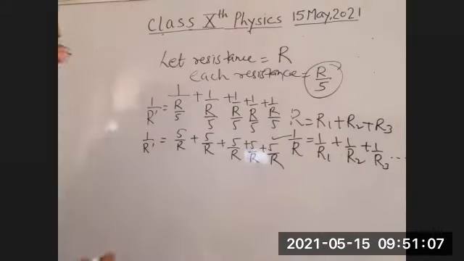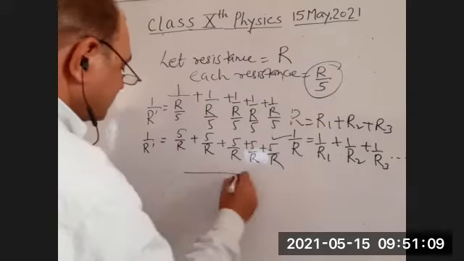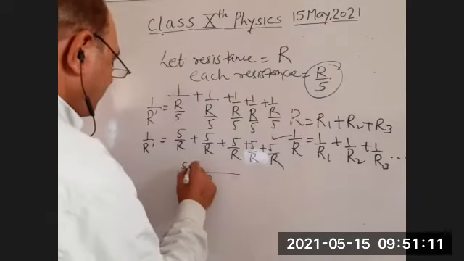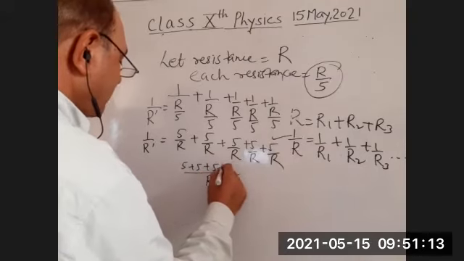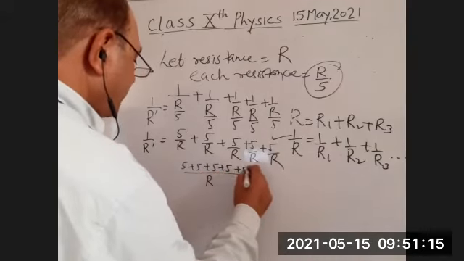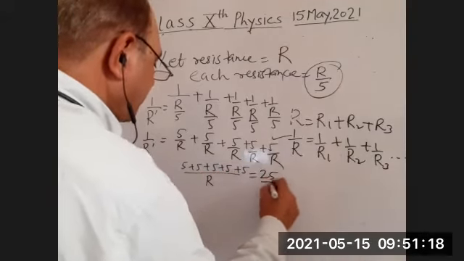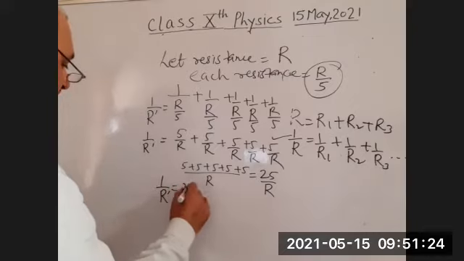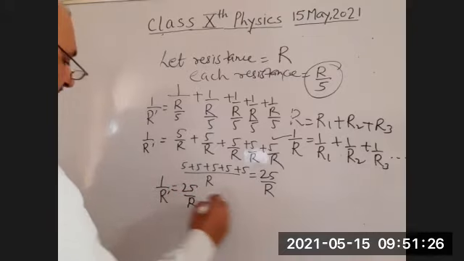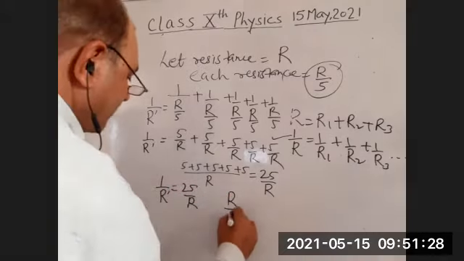Is it clear, students? Now we'll take the LCM. R is the LCM. 5 plus 5 plus 5 plus 5 plus 5 will be 25 by R. Now students, 1 by R dash is equal to 25 by R. Cross multiplying, R by R dash is equal to 25.